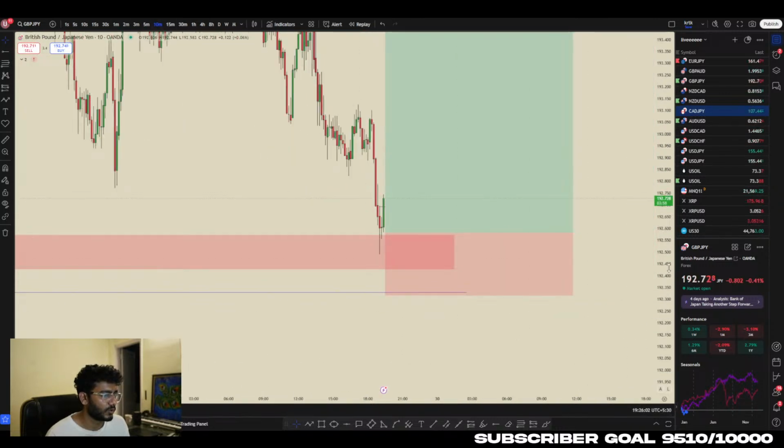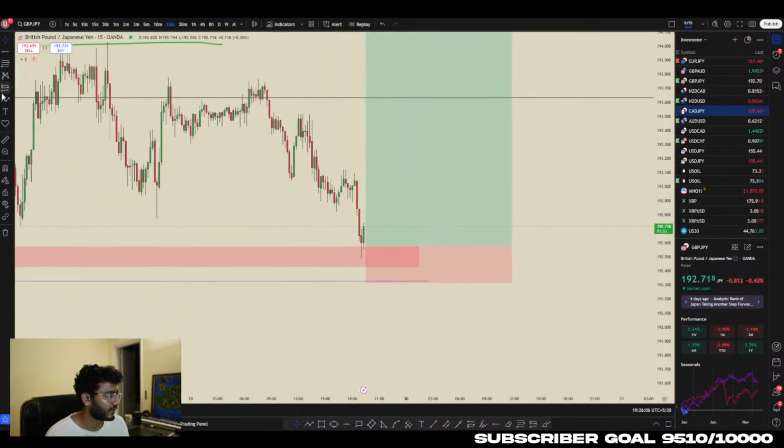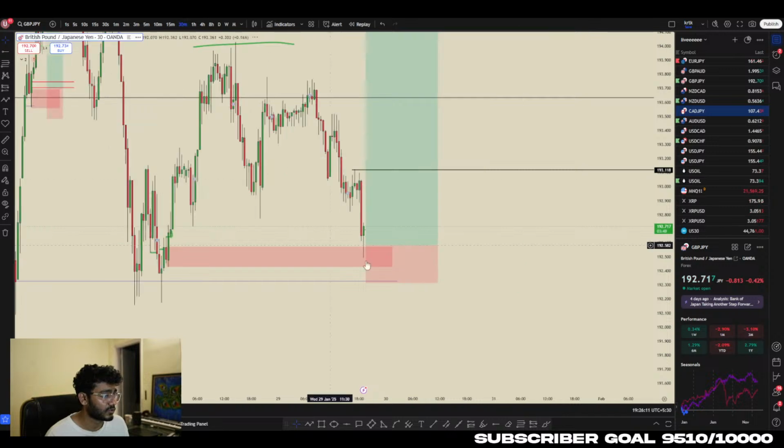And don't move your stop loss to break even directly. Wait for price to create some kind of structure. For example, this high needs to be broken. Then only we'll put our stop loss to break even. Okay.